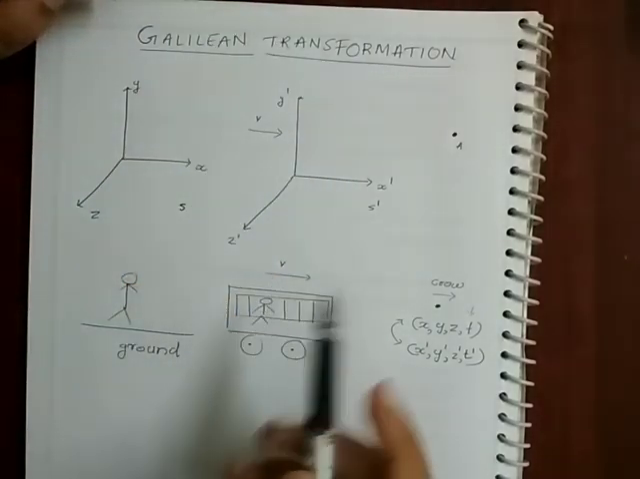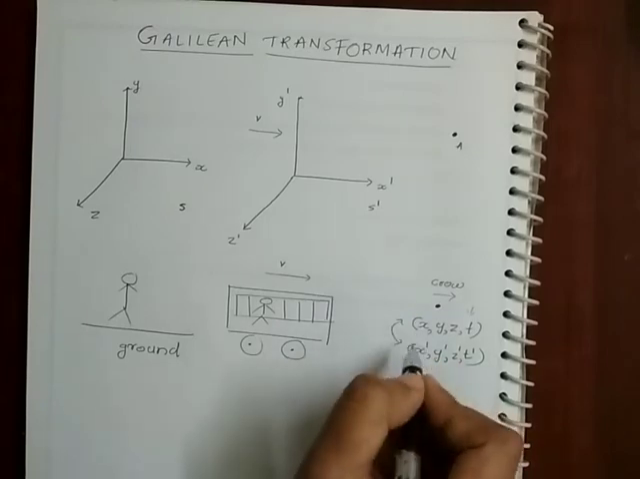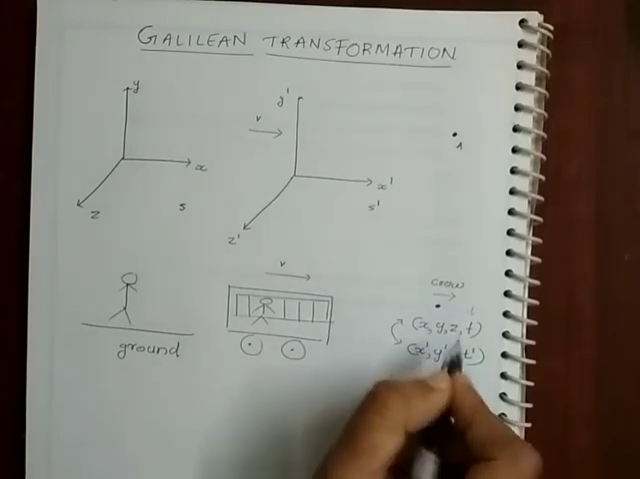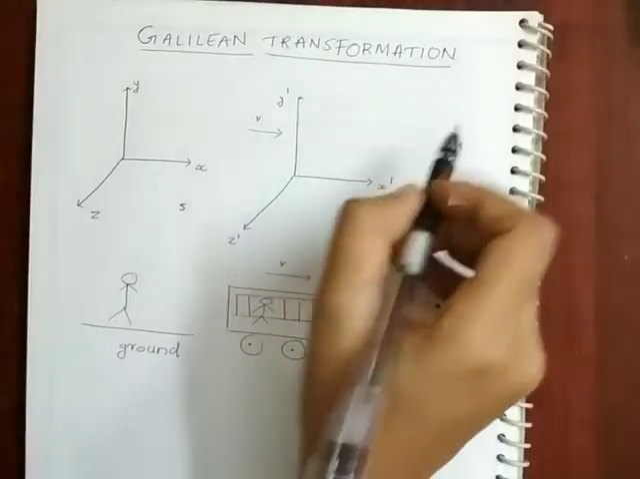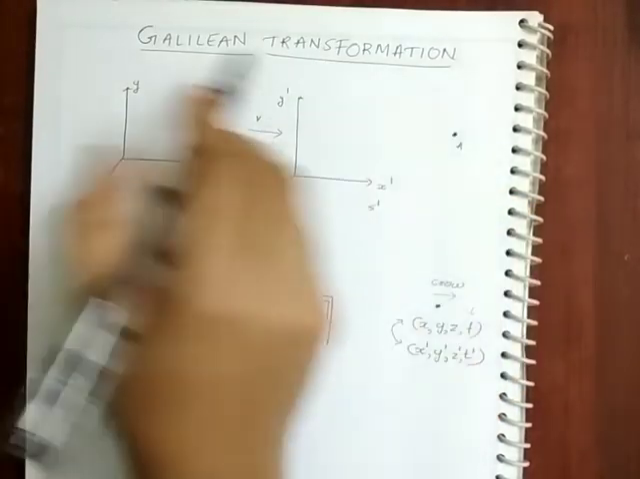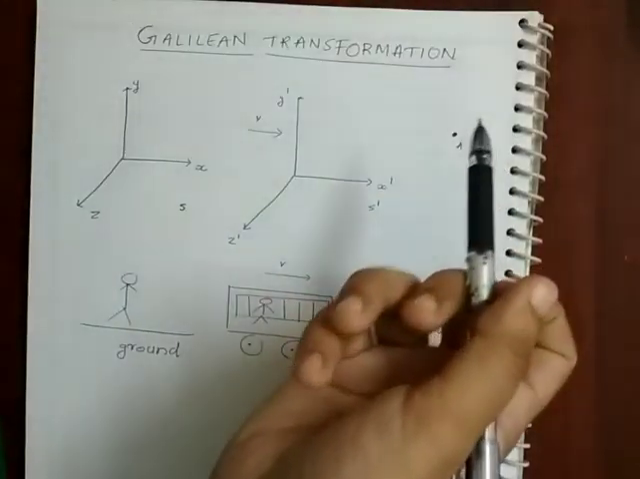So the transformation equation that connects the two sets of coordinates corresponding to two different frames of reference, which is used to observe the same event, is known as Galilean transformation equations.